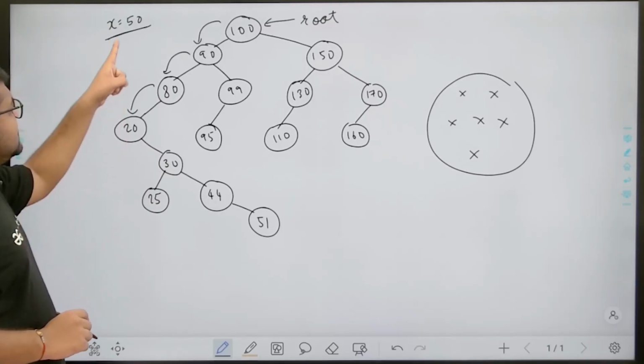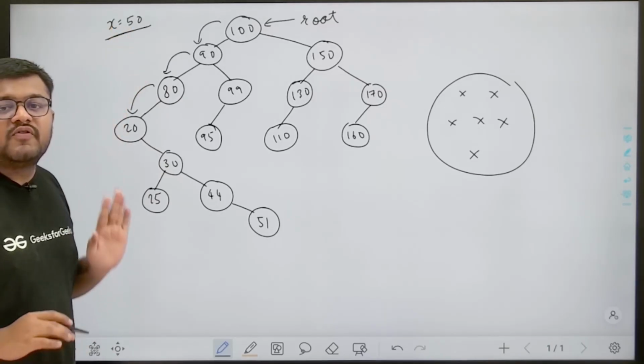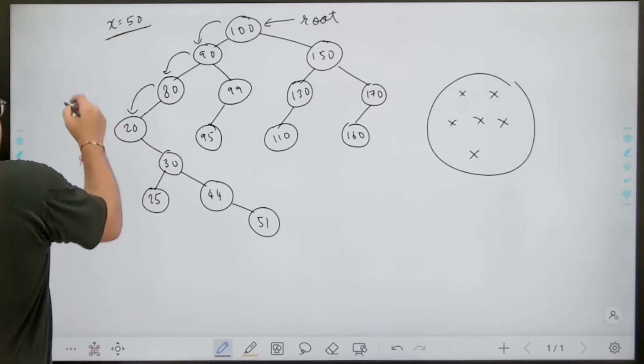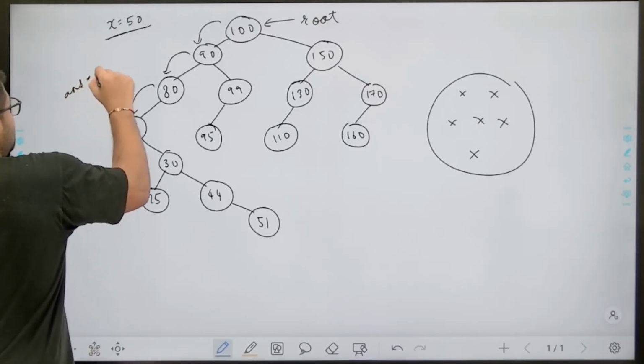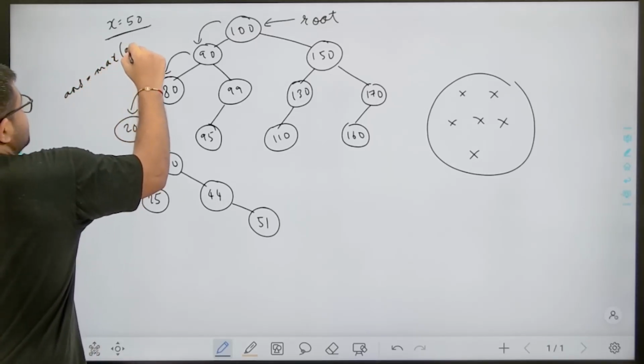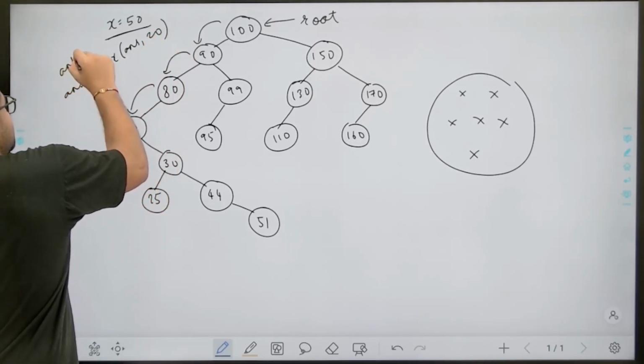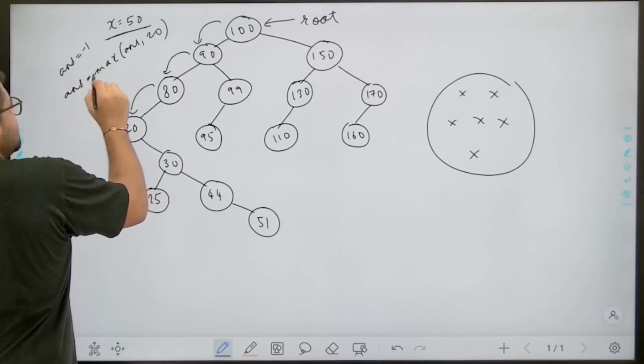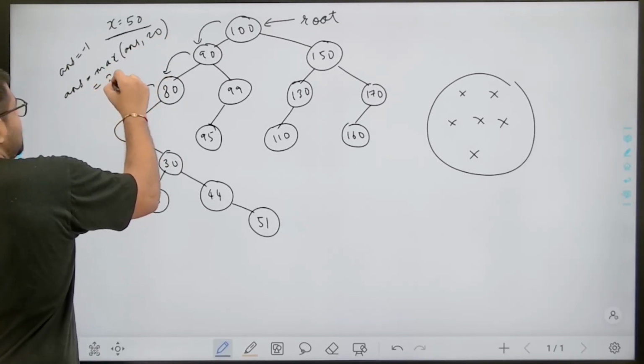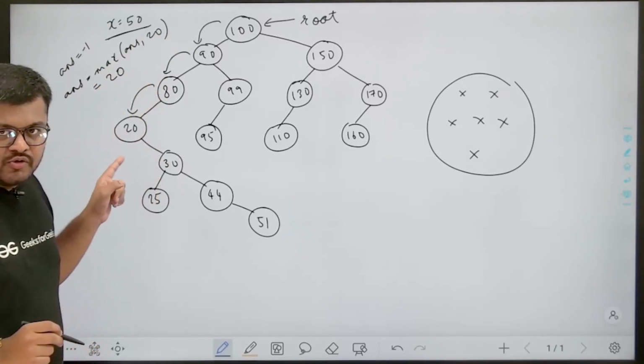Now this is less than 50. So this is one of the possible answers. So what I will say? I will say answer equals max of answer comma current node value, that is 20. Okay, and I'll initialize answer as -1. So answer is equal to max of -1 comma 20. So my answer will become 20 at this node.